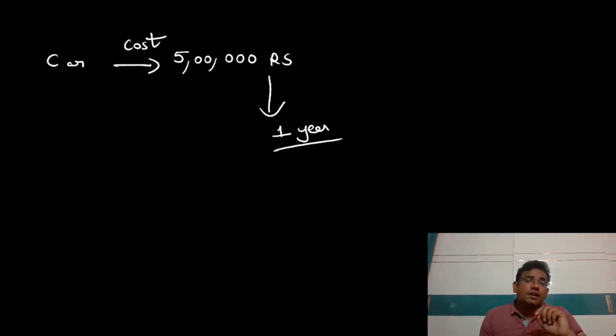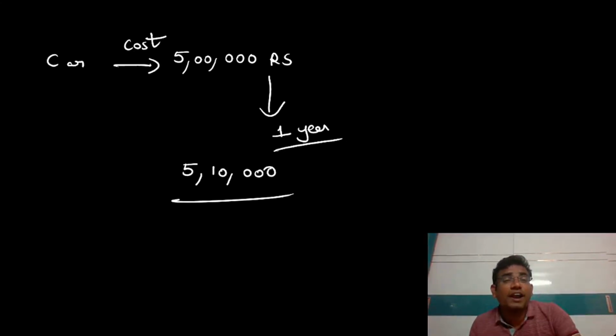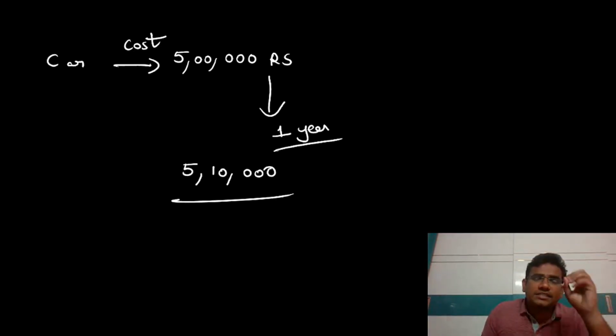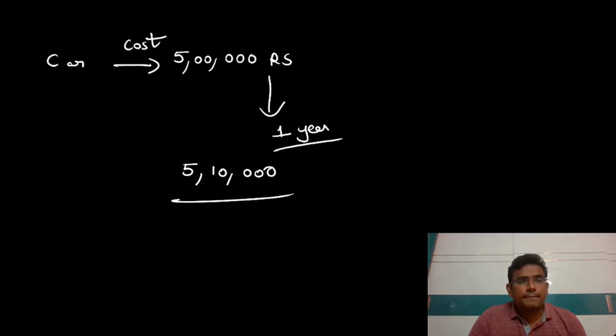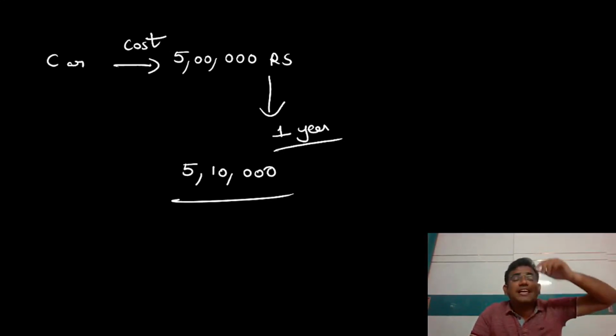Now, guys, after 1 year, I am selling this car for 5 lakh 10,000. So tell me, is this loss or profit to me? I manufactured the car for 5 lakhs. I am selling it in the market for 5 lakhs 10,000. Now my question is, is it profit for me or loss for me if the manufacturing took 1 year?